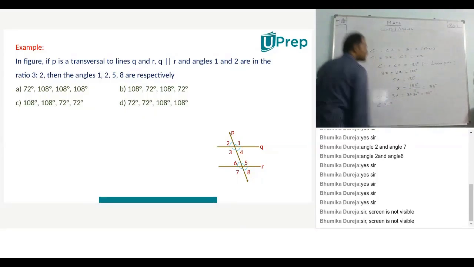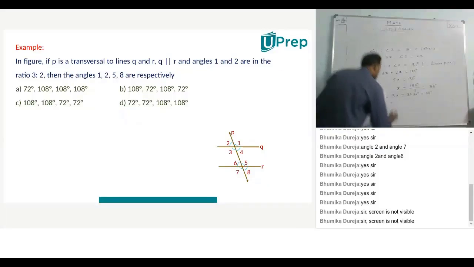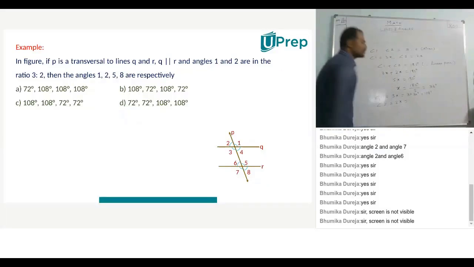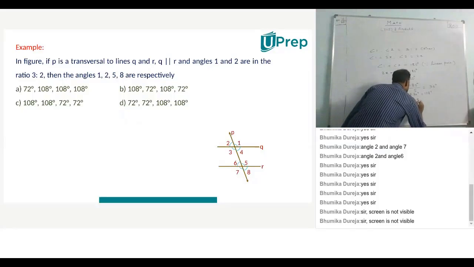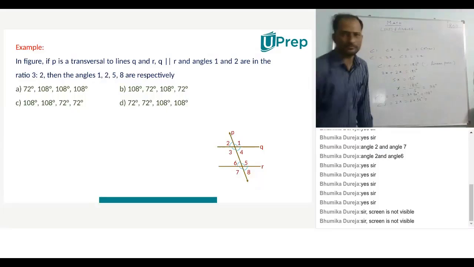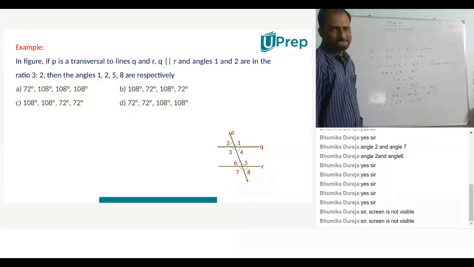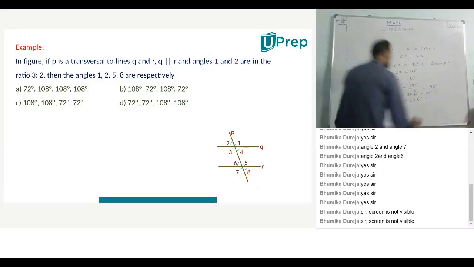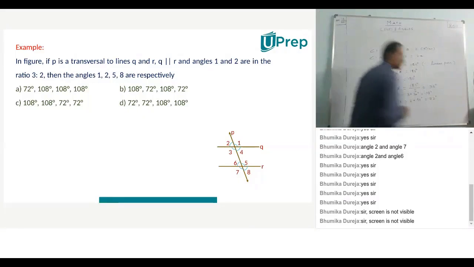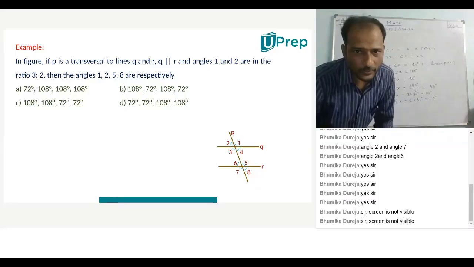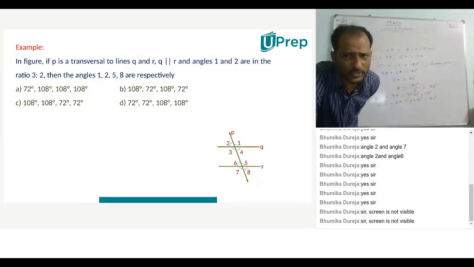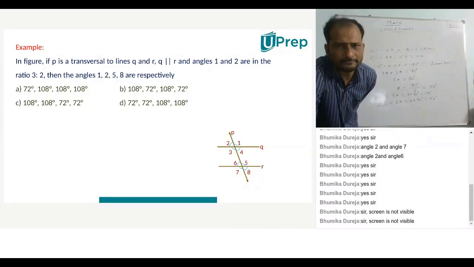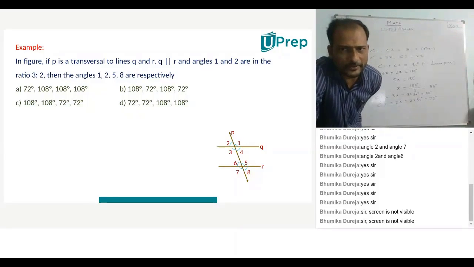Can you tell me what will be the measure of angle 2? It is 2x. Substituting the value of x with 36, 2 into 36. What is the value of 2 into 36? 72. Now angle 1 is 108, angle 2 is 72 degrees. In the options, B is the correct answer, because 108, 72 is there. So then the other two angles will be 108 and 72.